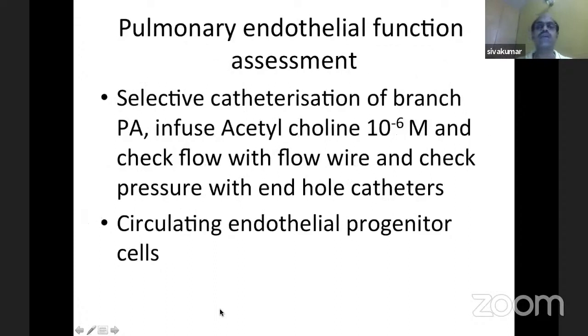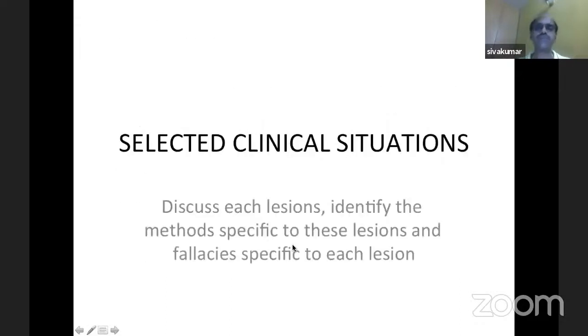Some of the advanced tests that are being done are pulmonary endothelial function assessment by giving acetylcholine in a small segment of the pulmonary artery and finding out the pressures with a flow wire, and checking the pressures and finding out the circulating endothelial progenitor cells, but these are of research value.